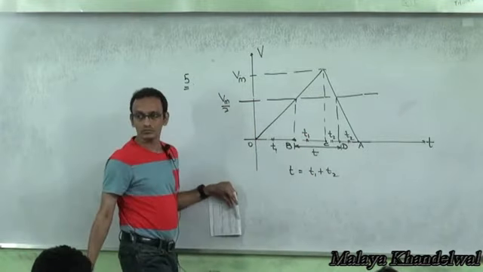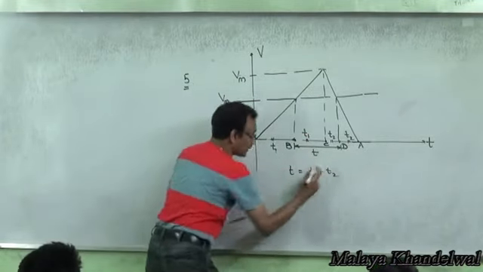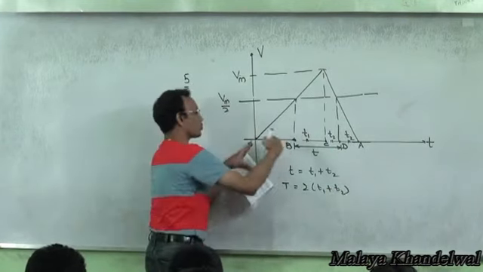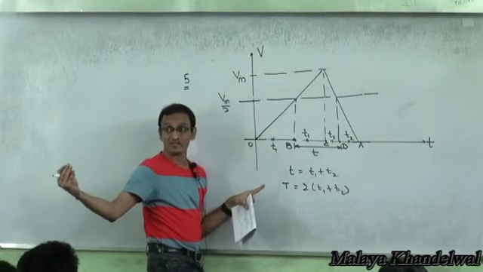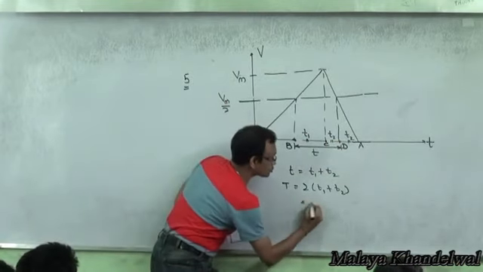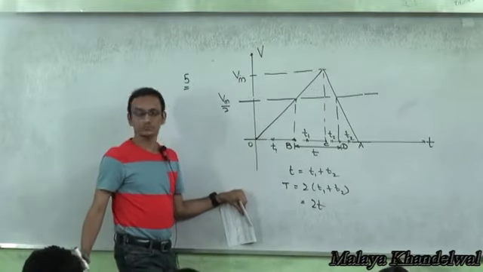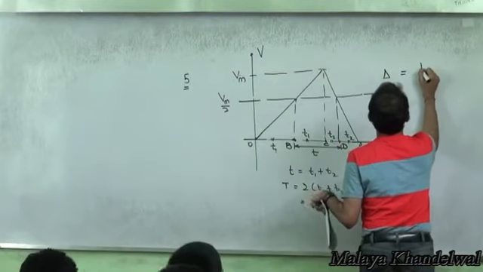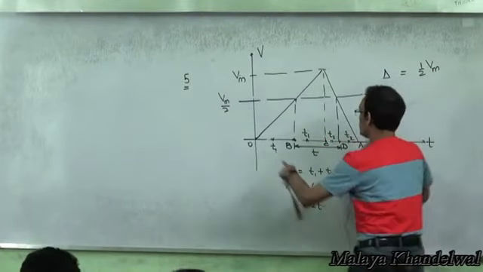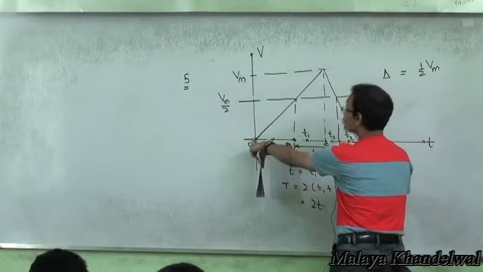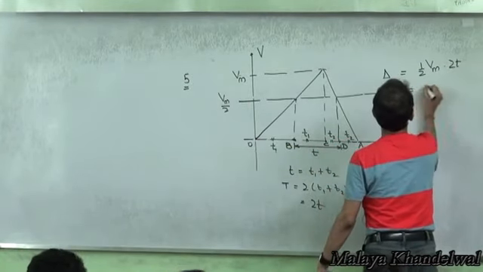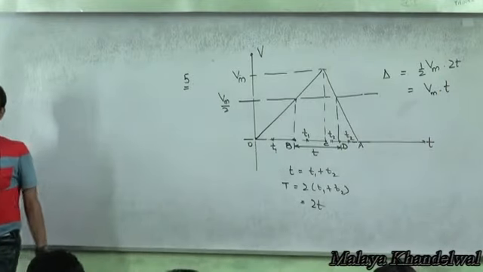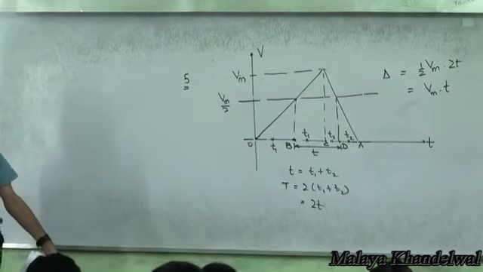T is T1 plus T2, whereas the total time is 2 times T1 plus T2. Do you realize that? The total time from O to A is 2 times T1 plus T2, which is like 2T, the total time of motion. So the area of this triangle is half of Vm into the base, which is 2T. So which is Vm into T. That must be the displacement.